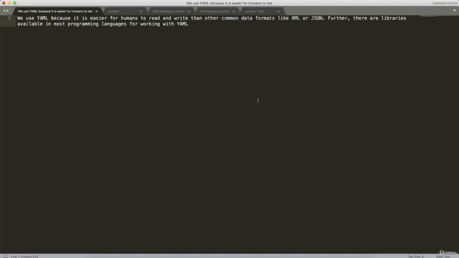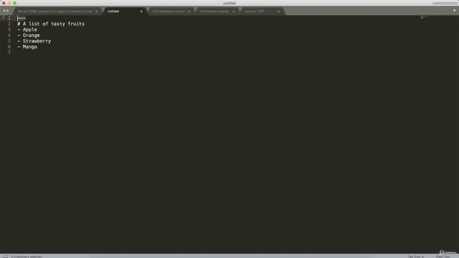All right. Now YAML stands for yet another markup language. And actually, we use YAML because it is easier for humans to read and write than other common data formats like XML or JSON. So, as you can see further, there are libraries available in most programming languages for working with YAML. So, actually, YAML is very easy to read and write. So, let's see some examples.